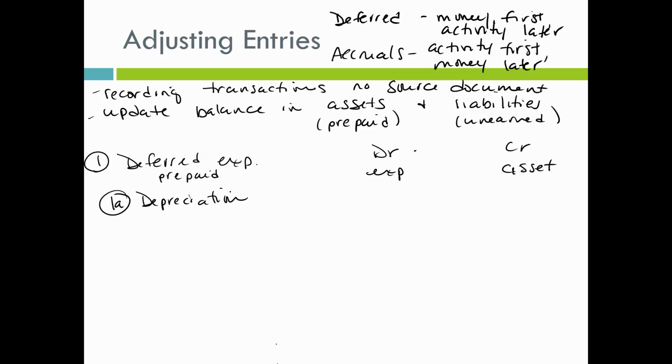That's not really accurate either, right? Because that computer is going to be helping me generate my revenues for the next 24 months. So I need to spread that across. And so that's what I do with depreciation.